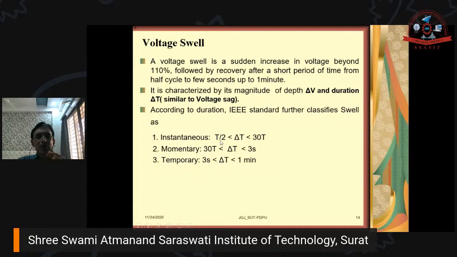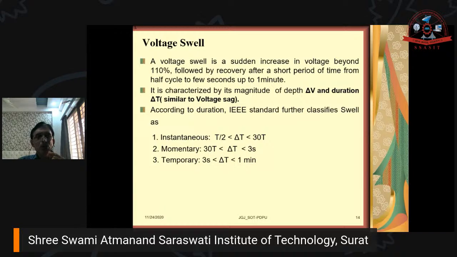Instantaneous swell means the duration is from half cycle to less than 30 cycles, right? Then it is called instantaneous swell. And if the duration is between 30 cycles to less than 3 seconds, then it is called momentary swell. 1 second means 50 cycles, you have to remember. Then temporary swell: if the duration is between 3 seconds to less than 1 minute, then it is called temporary swell. So this is about the voltage swell.